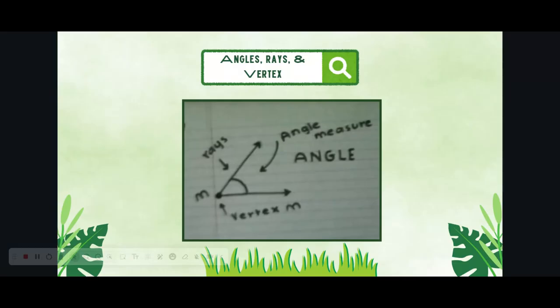To sum it up, an angle is made by two rays that share the same starting point called the vertex. The angle is the space between the two rays, and we measure the angle in degrees to know how open or closed it is. So in this example, we can see that two rays meet at vertex M, and that this space is the angle measure. So this is a relatively small angle, so we can say that it's below 90 degrees, or it's an acute angle.